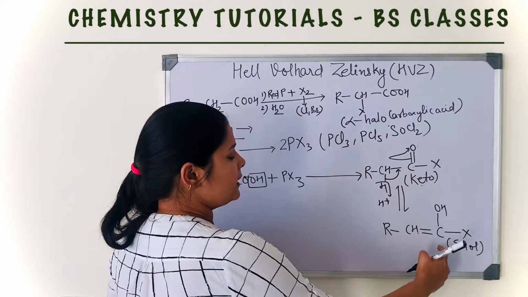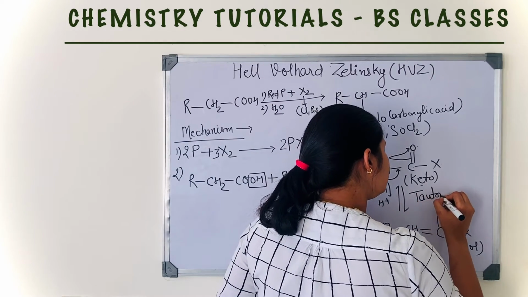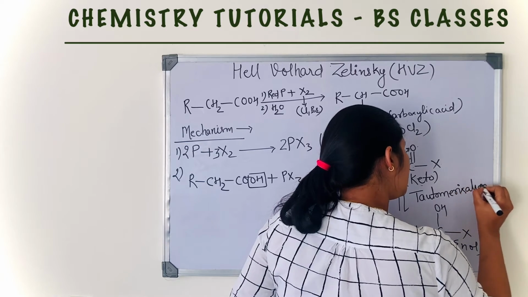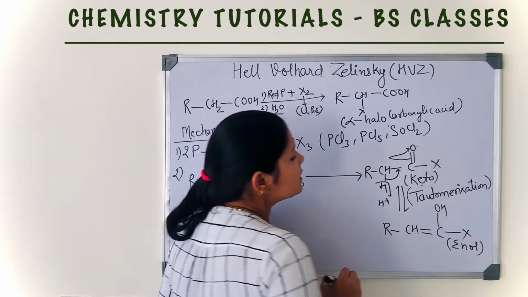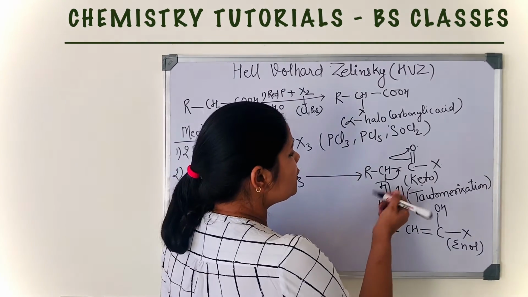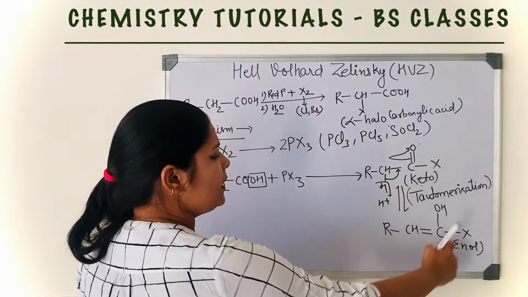This is keto and this is enol. Here tautomerization takes place. Tautomerization is nothing, only the transfer of proton. Here the proton is transferred from this carbon to this oxygen. Keto form and enol form.